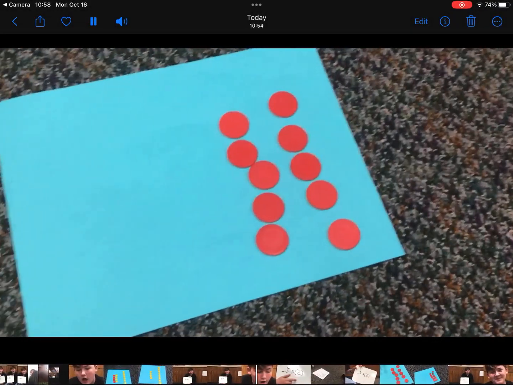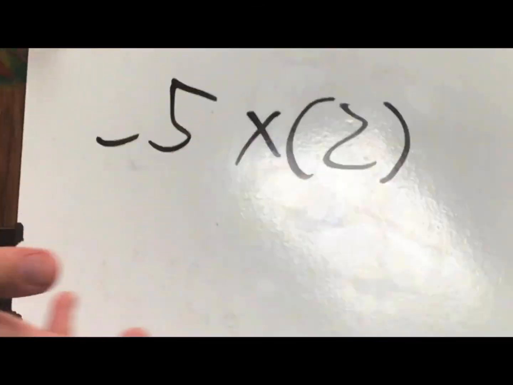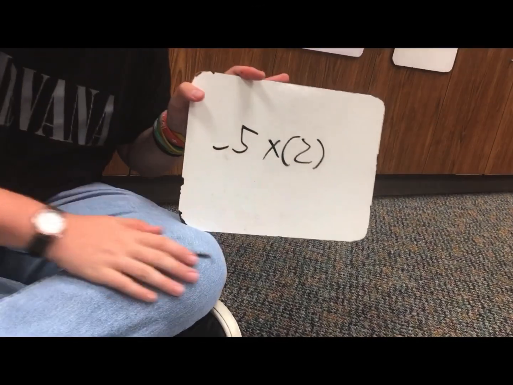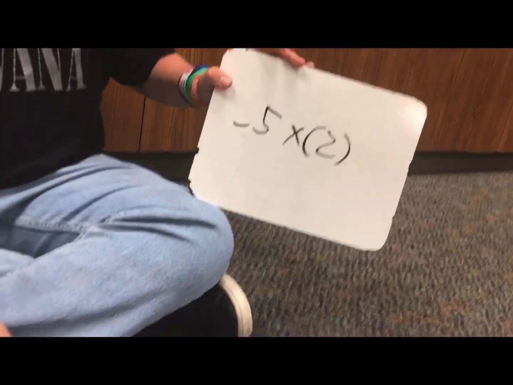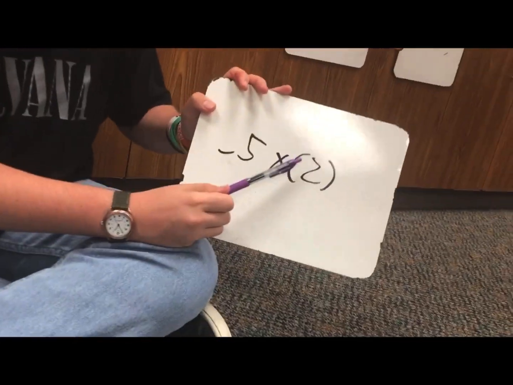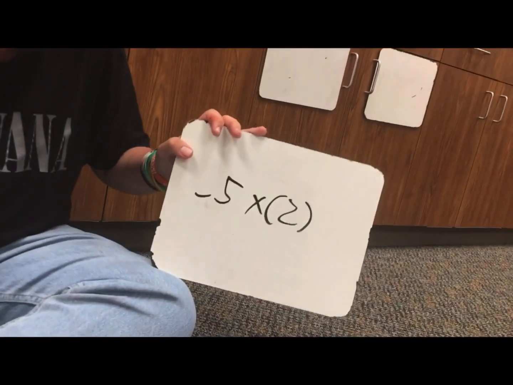Alright, so after that little counting montage, we can see here our question is -5 times 2. Now, you might be thinking, hey, that's a negative and a positive. How are you going to multiply that? Well, if they have the same symbol, which they don't, then it would be the same.